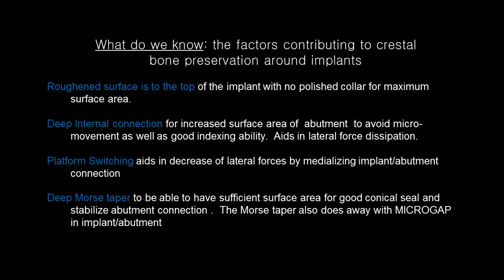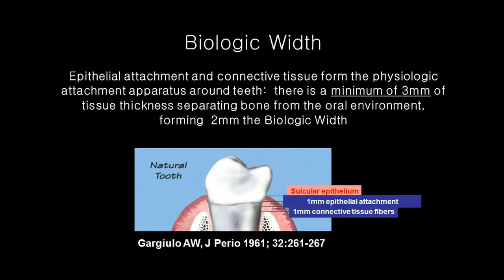So this is what we know about crestal bone preservation and what seems to work the best over time. So biologic width, as we can quickly review, was first observed by Gargiulo in 1961. But we're really talking about a 1 millimeter connective tissue area, a 1 millimeter epithelial attachment area, and then your sulcular epithelium, making that area the 3 millimeter zone that we talked about just a minute ago.